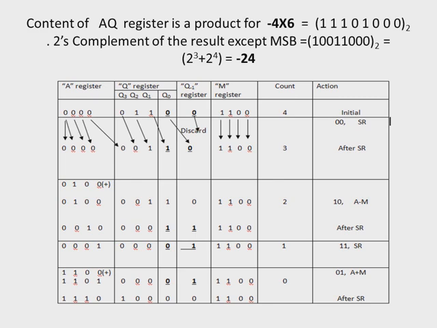By looking at the result, the content of AQ register is a negative number. How? The MSB bit of the AQ register equal to 1. This indicates the number is a negative number. To know the original value of this AQ register value, compute 2's complement.